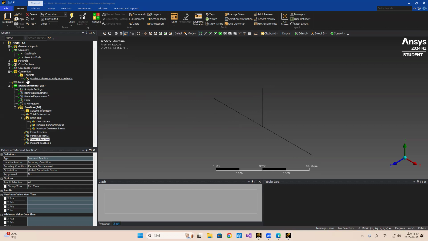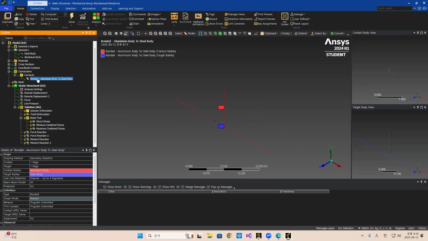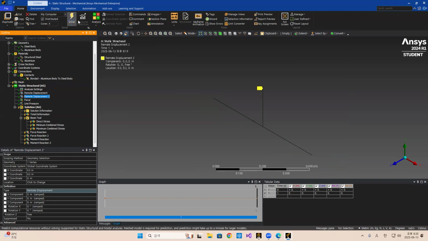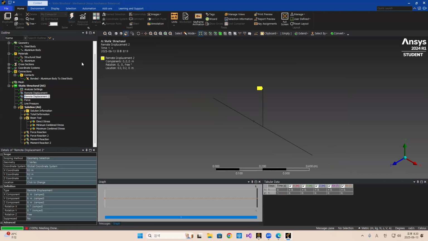The main thing here is that you have to connect these two bodies, assign the material correctly, and apply remote displacement. You can use fixed support also; you don't get much difference. Now solve.